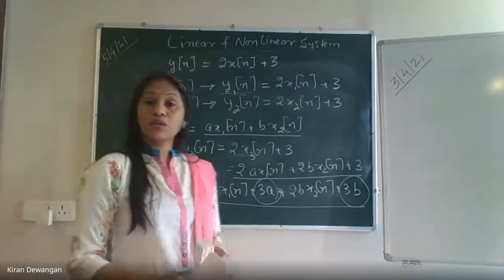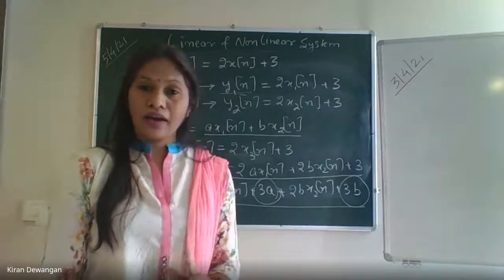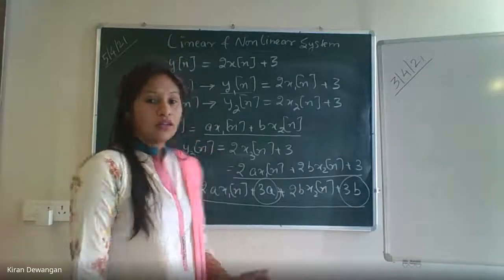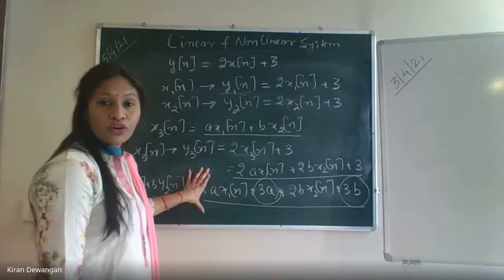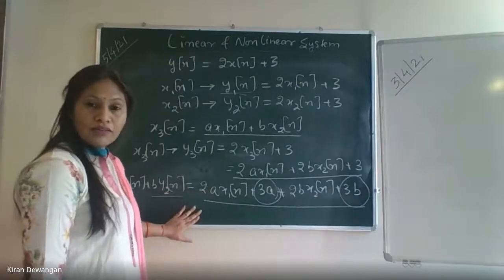Whenever you get the constant term, अगर constant term आ रहा है तो वो कभी भी linear नहीं होगा. Clear? It is going to be non-linear. This part is clear, everyone?